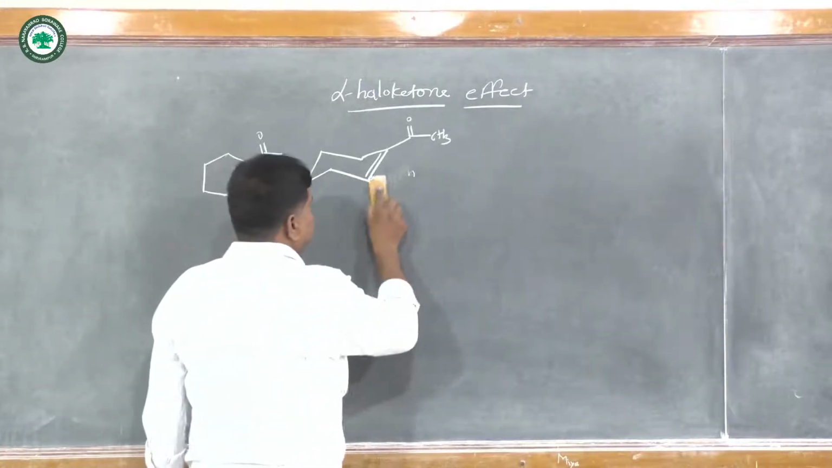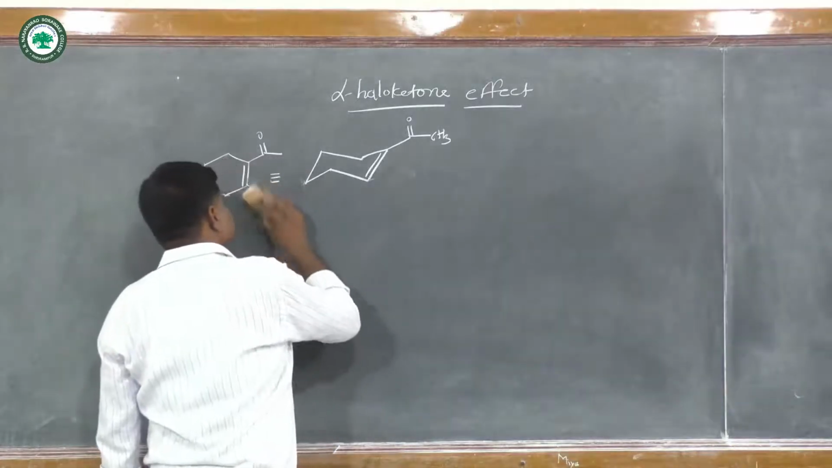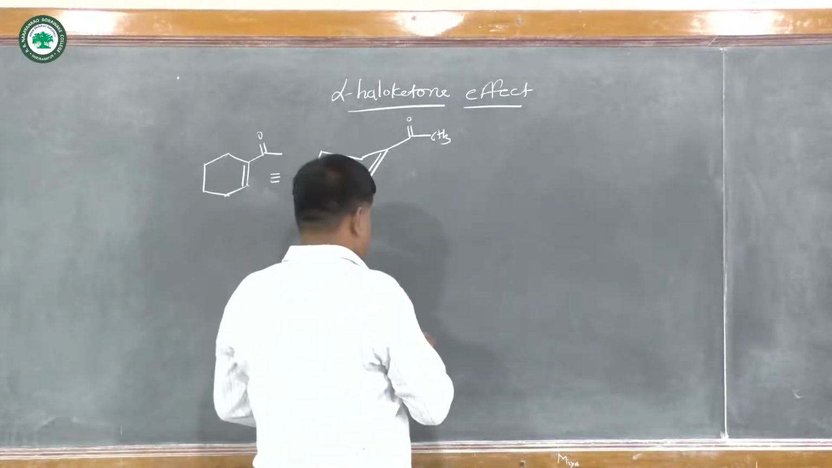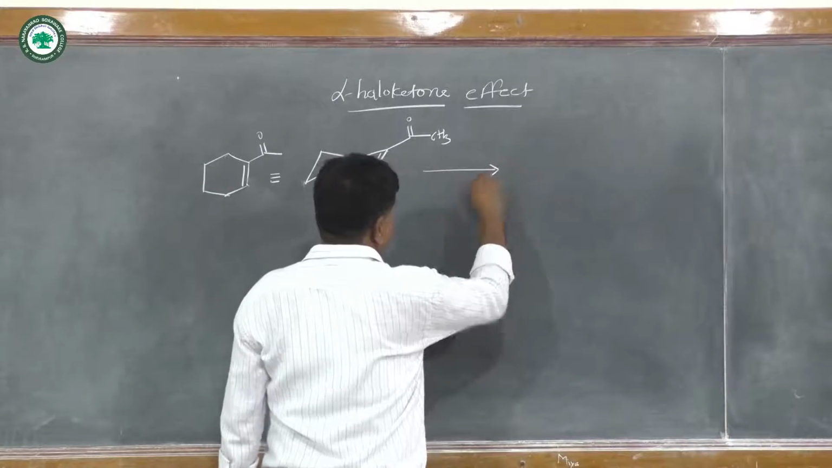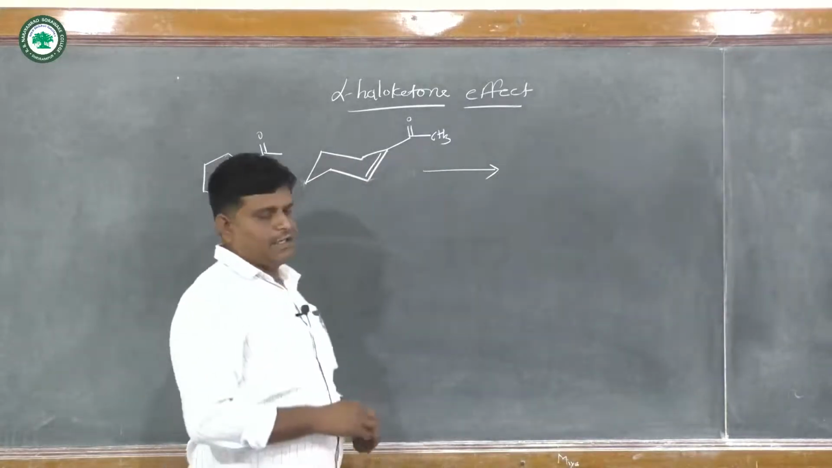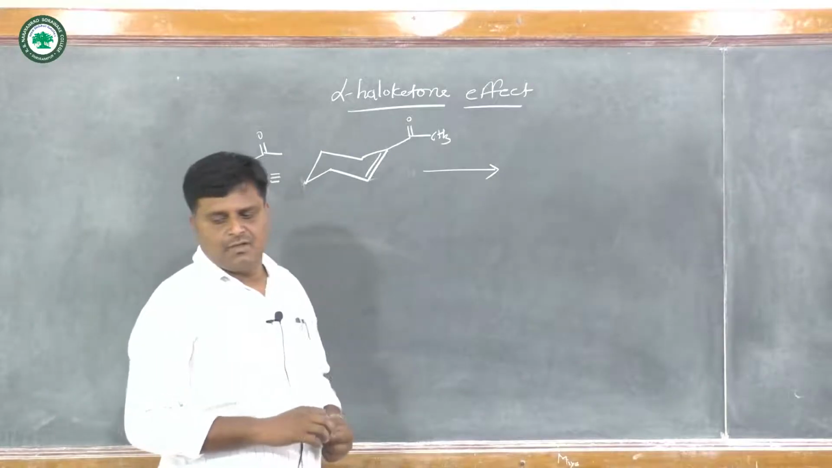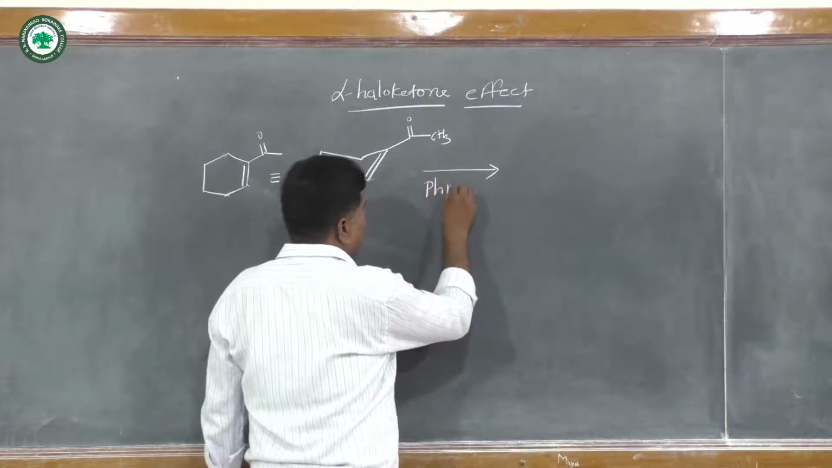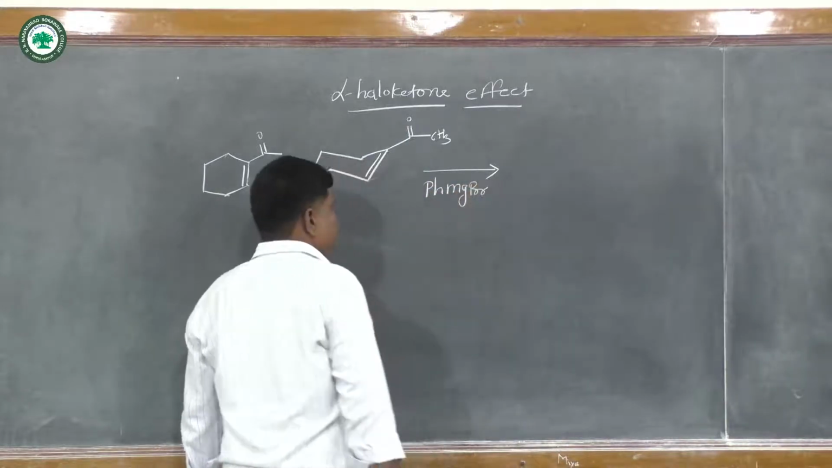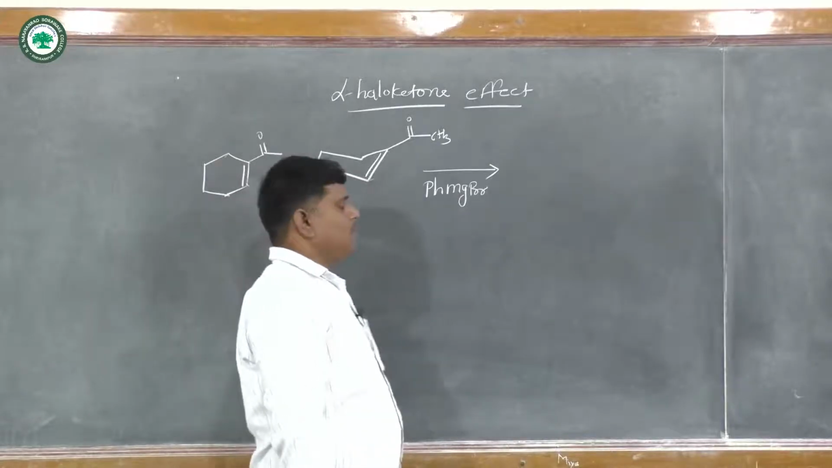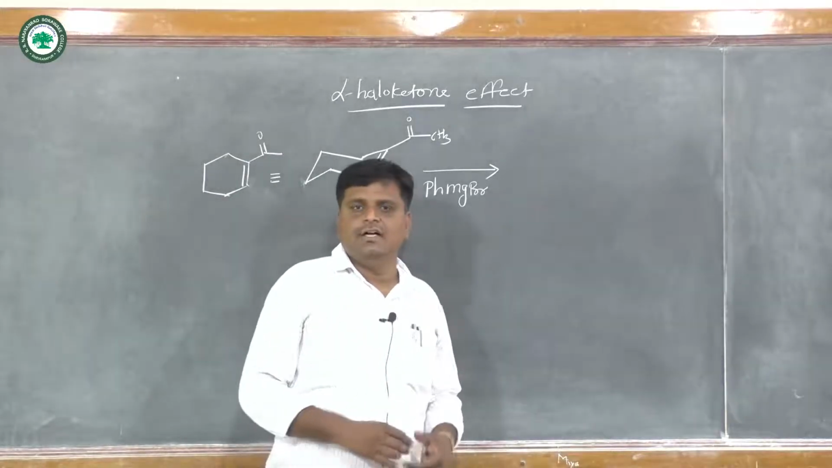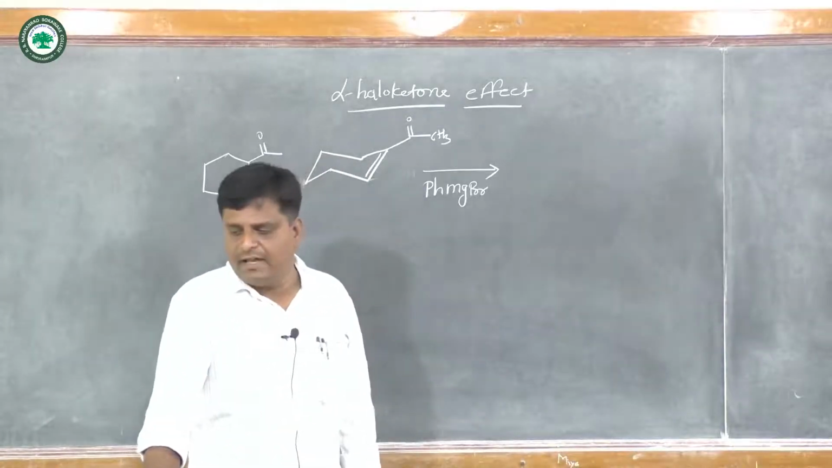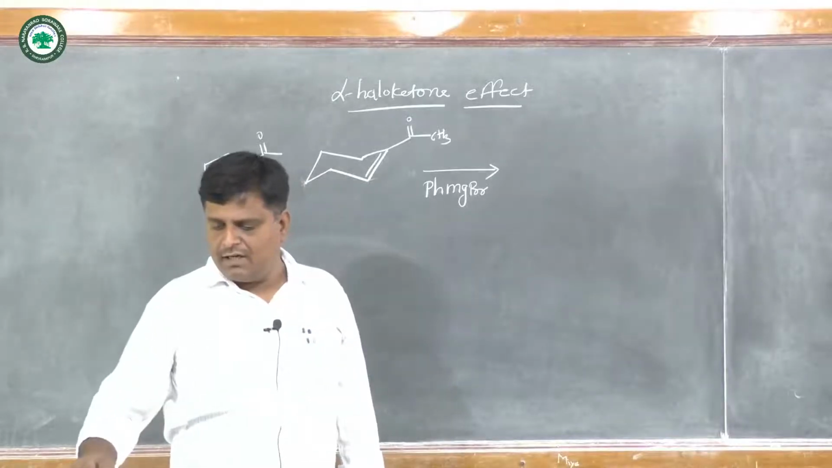Here there is no phenyl in the reactant. Why? Because we can add it as a nucleophile to the double bond. Okay, so first we add phenyl magnesium bromide, the conjugate addition of phenyl magnesium bromide into the acetyl cyclohexene. Okay, and what is the question?